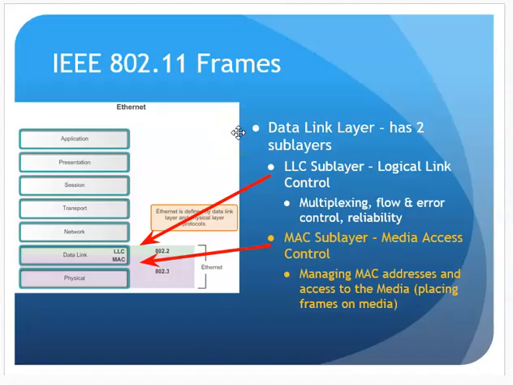Back to our OSI model layer, the bottom sublayer of the data link layer, the MAC sublayer, manages our MAC address and access to the media, placing the frames on the media. So now they're going to talk about our frames, our wireless frames as opposed to our wired Ethernet frames.